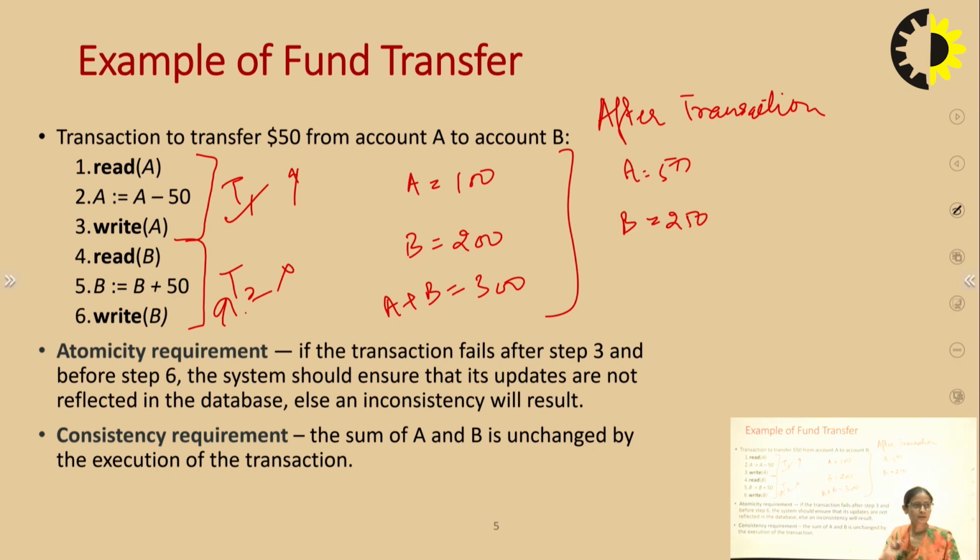What are these 6 statements saying? Accordingly, we have deducted the amount and added the amount wherever it is required. And here again, A plus B is equal to 300. So what consistency says is that the sum of A and B is unchanged by the execution of the transaction.